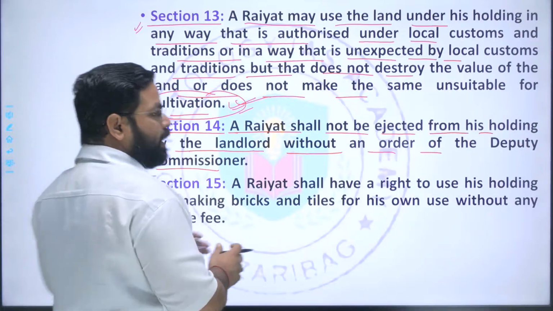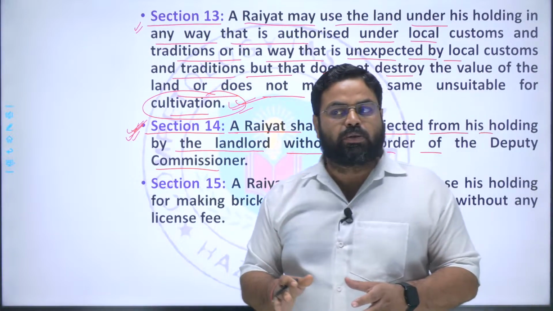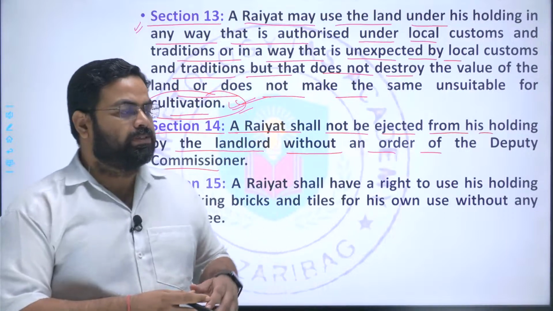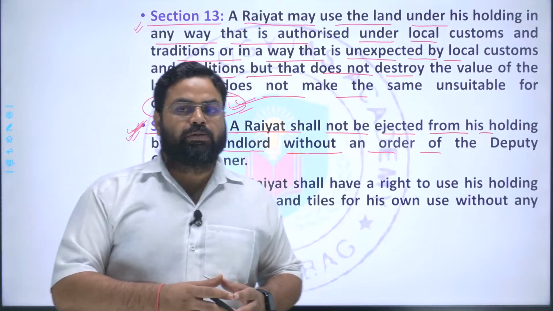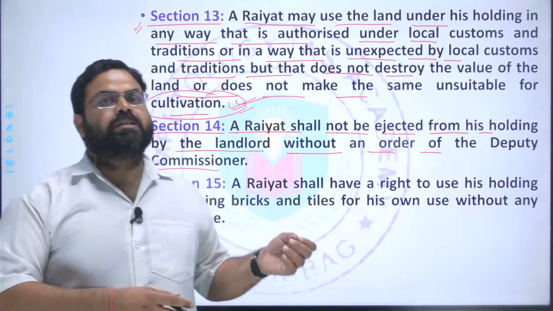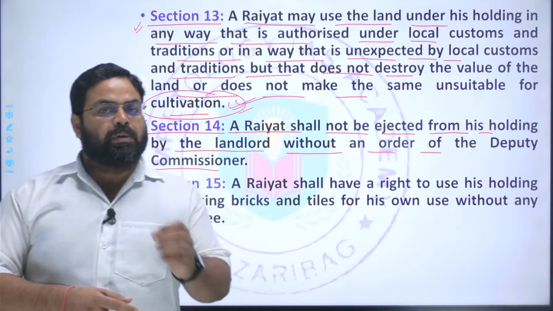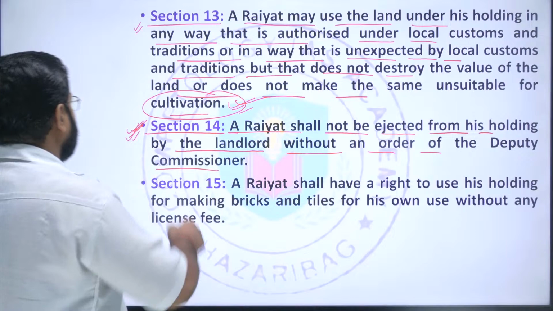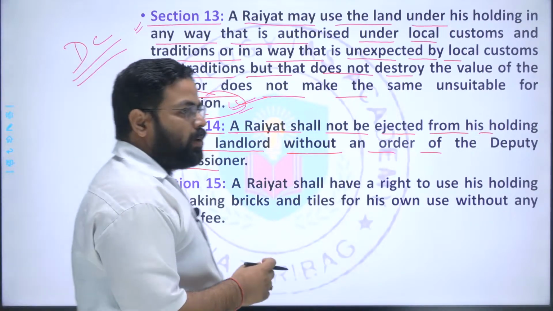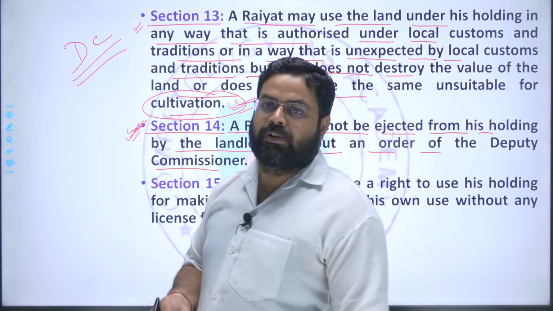So in any case, if a riyad has to be evicted from his holding, if he is not using the land according to the rules and regulation, if he is not paying the land revenue in a time bound way, then in such case he can be evicted from his land. But such an order for his eviction can be passed only by the deputy commissioner, DC, and the landlord does not have the power with himself that he can evict the rayat from that land.